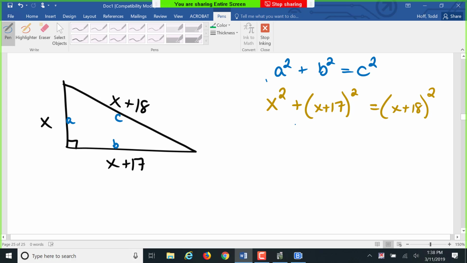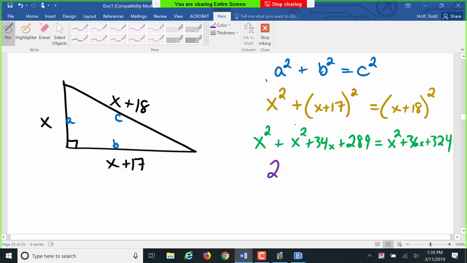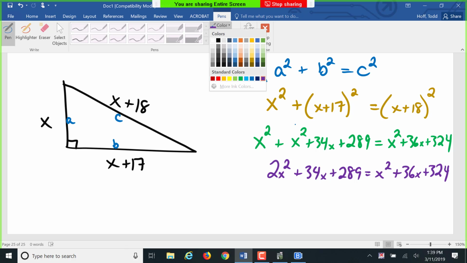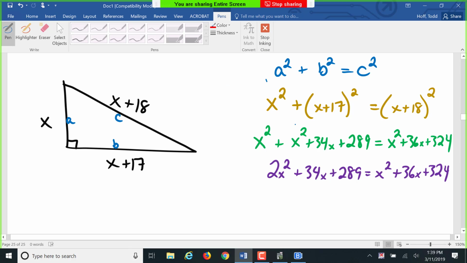Now here's where using those perfect square trinomials is going to help us out. X plus 17 squared will be x squared plus 34x plus 289. X plus 18 squared is going to be x squared plus 36x plus 324. Now what? We can combine on the left side. Very good. Now there's an x squared on each side and both of them are positive, so we go with the bigger one. The bigger one's over here, so I'm going to move everything to the left. So I subtract x squared. I'm going to subtract 36x. And I'll subtract 324.